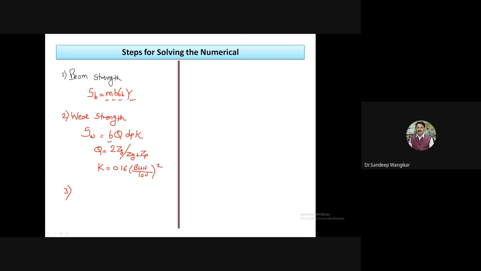Then third, very important. Now in this problem, CS is given and CV is given. But it is clearly mentioned to calculate the dynamic load by using Buckingham's equation. So it is additional data, surplus data which will not be used for this calculation. So dynamic load by using Buckingham's equation. So what is the formula for this?